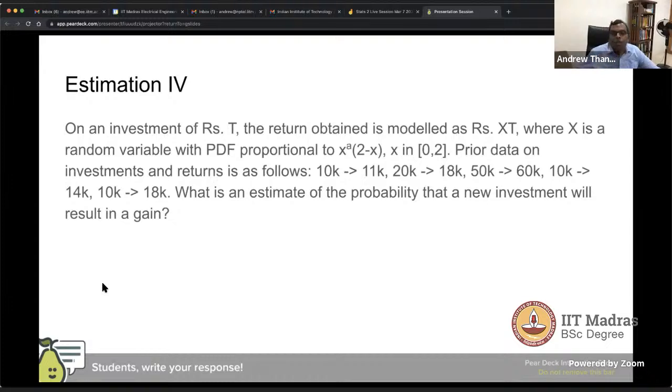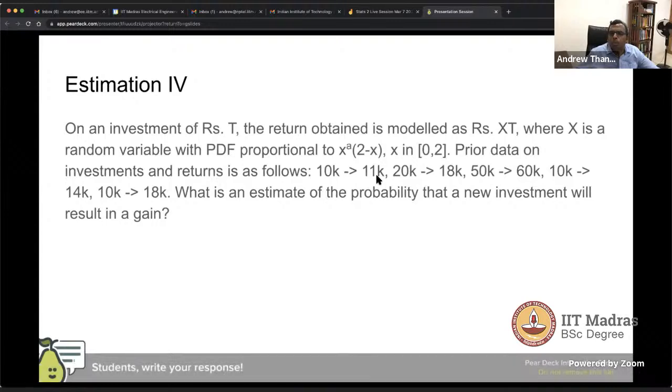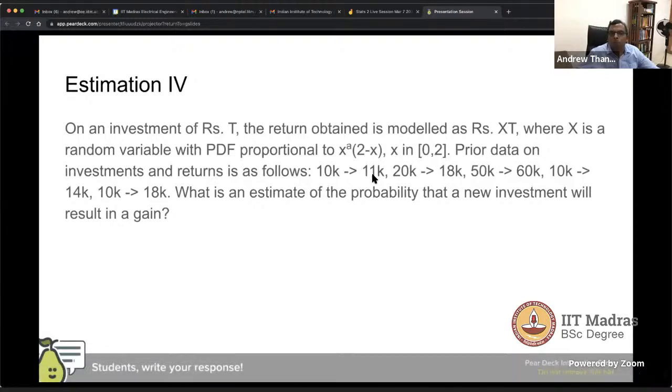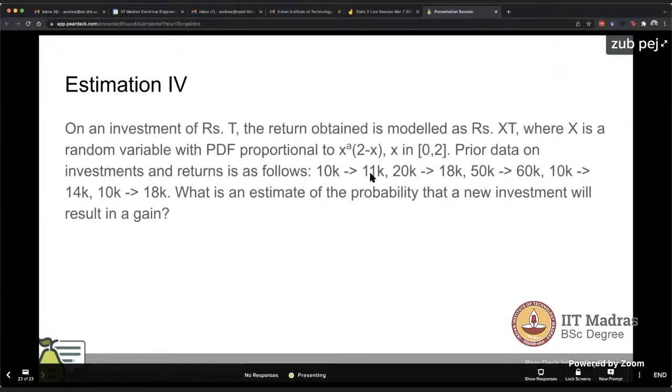Okay. See, notice this prior data is actually 5 IID samples of x, isn't it? What is the first sample? Why are there 2 parameters? What are the 2 parameters? First one is the investment, and the second one is the return.